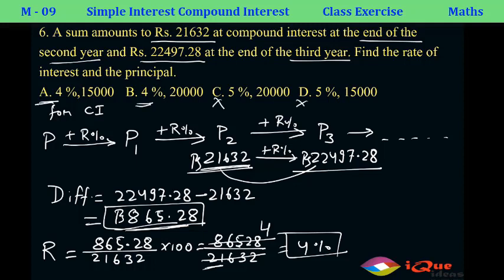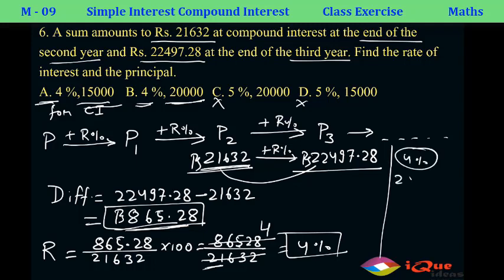Now we have to check which one is the correct principal amount. Now in the first option it is 15,000, in the second option it is 20,000. From here it is very clear that 15,000 cannot be the answer. Why? Let's see. We are saying that the rate is 4%. Rate is 4%.